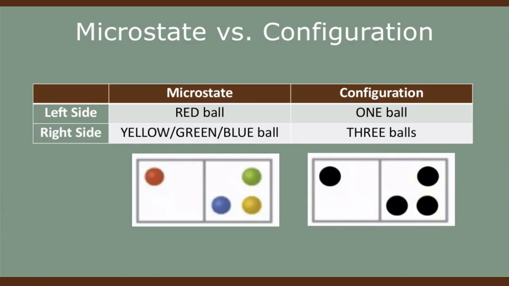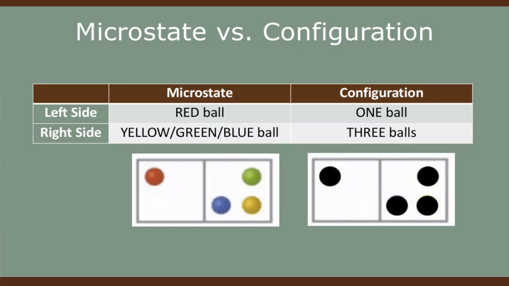So again, microstate versus configuration. Microstate would be red ball on the left, configuration 1 ball on the left. Or microstate could be yellow, green, blue on the right, and configuration 3 balls on the right. So that's why under configuration I have all the balls black, because we're not really saying which ball is which. All right, already a little bit complicated, I realize.